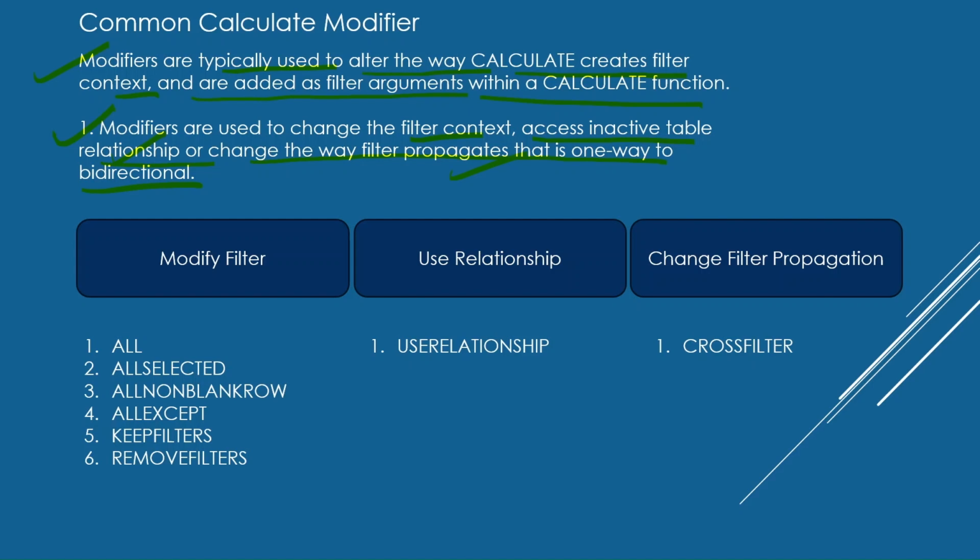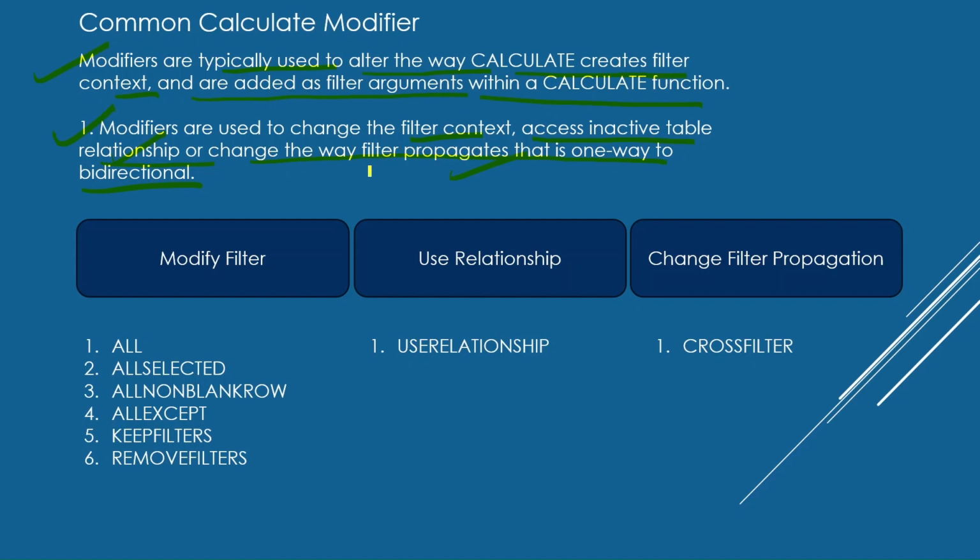But there is a requirement when we write some use case where we want to use the inactive table relationship, and have the filter flow with the help of the inactive relationship. For that purpose we can use a modifier.